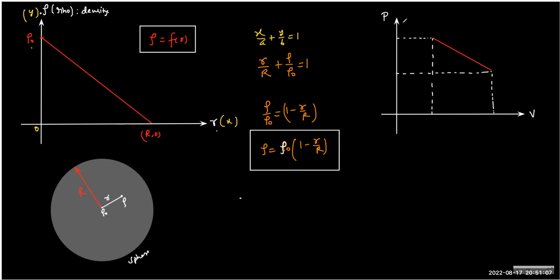P is called pressure, and V represents volume. And the values are written in terms of symbols as V naught and 3V naught, P naught, 2P naught.